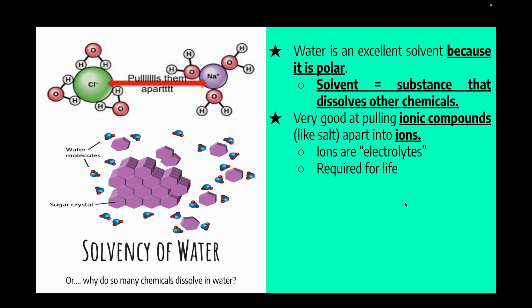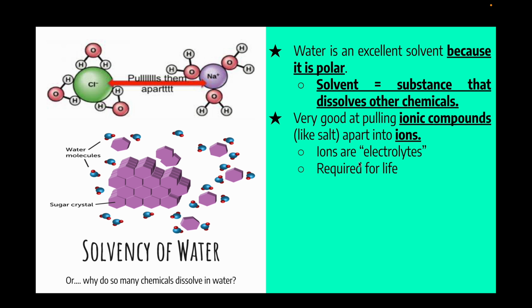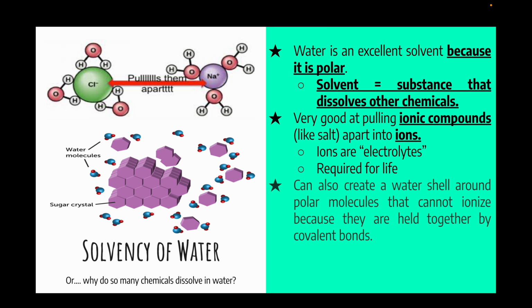This is important because it allows blood to carry nutrients like hormones and waste products throughout our body. Without these water solvent properties, transporting things on a cellular level would be impossible, right? Another thing water can do is create a water shell around polar molecules that cannot ionize because they are held together by covalent bonds. This can be seen in sugar, which we use for cellular respiration.